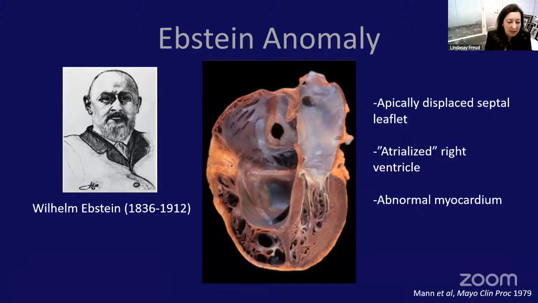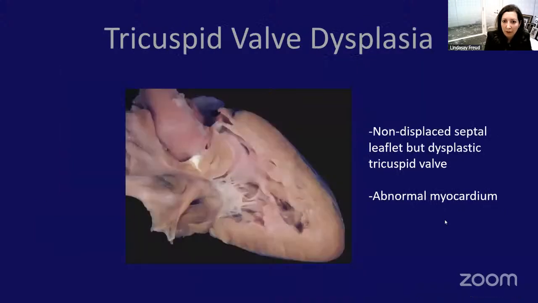It was named after the doctor that discovered it, Wilhelm Ebstein, in Germany back in the 19th century. And you can see here a pathologic specimen of a very typical type of Ebstein anomaly, where you can see a very apically displaced septal leaflet and an atrialized right ventricle, with also very abnormal appearance of the myocardium. So, tricuspid valve dysplasia is a different entity pathologically, but I'll explain a little bit why we typically group them together.